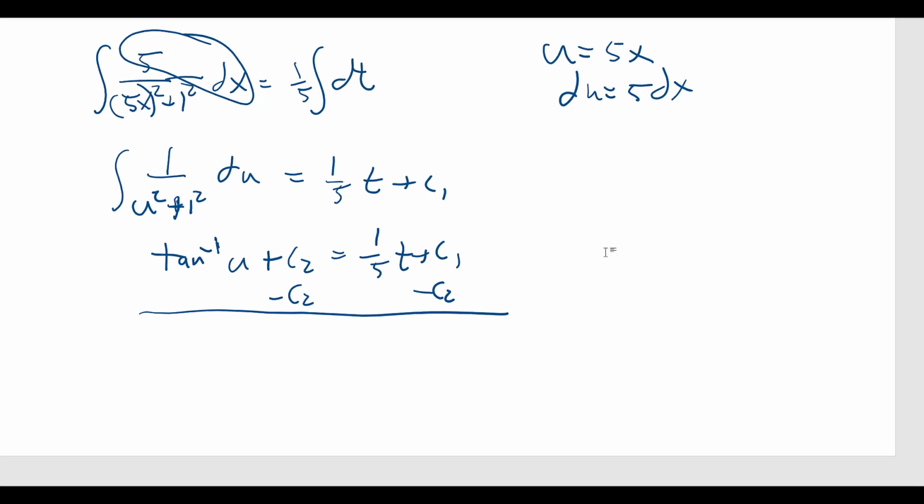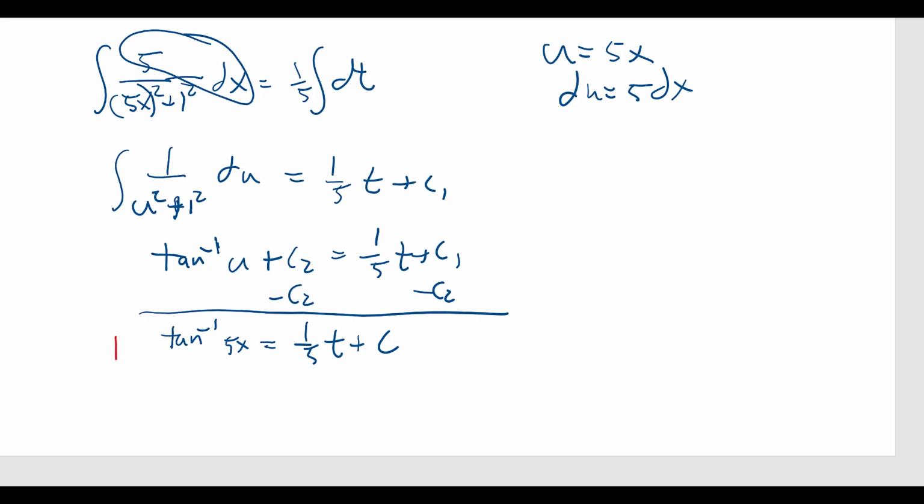So we have tangent inverse of u. Let's substitute back: tangent inverse of 5x equals 1/5 t plus just some c at this point. Now we're still trying to solve for this x. X is our function name, our dependent variable, which I know is unusual, since usually x is the independent variable.